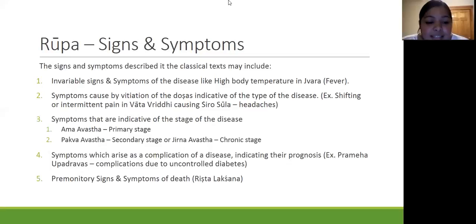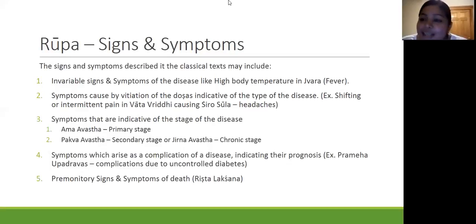The next is symptoms which arise as a complication of the disease, indicating their prognosis. An example of this is prameha upadravas, or the complications due to uncontrolled diabetes. So for instance, you have, again, diabetes. You have the typical signs and symptoms of diabetes that we all know of, and that's very much described in classical texts. In fact, diabetes is one type of prameha. It's not the only one. It's not just prameha. It's one type of prameha.